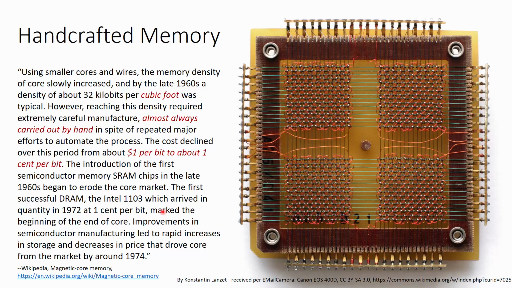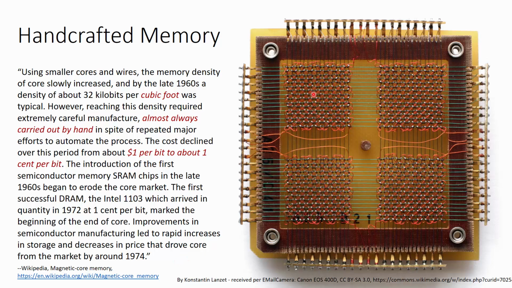So the cost declined over this period from about $1 per bit to about 1 cent per bit. And the introduction of our semiconductor memory SRAM chips in the 60s is finally what started to sound the death knell for the core memory market. So our first successful DRAM chips, the Intel 1103, arrived in 1972 in quantity, and those were all the way at 1 cent per bit. But the process accelerated so fast, DRAM went crazy, prices went down, capacities went up, and just even a few years later, core was done. It was off the market.